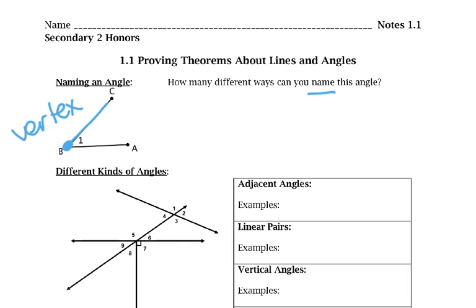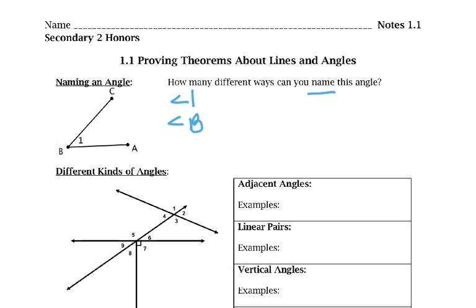And then the sides of the angles are called rays. An angle is formed by two rays that come from the same vertex. And so ray BC and ray BA form this angle. We can call this, and most people are really okay with calling it, angle 1. That's one thing we could call it because it says 1 in the middle. We can also call it angle B because that's the name of the vertex.